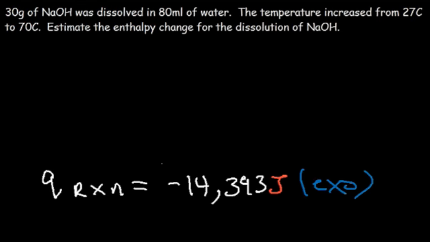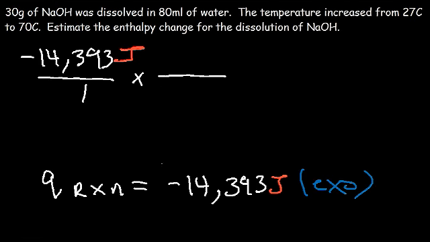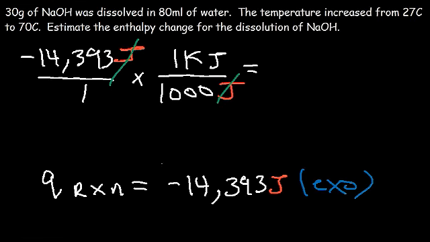Now we need to convert joules into kilojoules. Keep in mind, 1 kilojoule is equal to 1,000 joules. So we need the unit joules to be on the bottom so that these units will cancel, and so the unit kilojoule is going to go on top. So to convert joules to kilojoules, you need to divide by 1,000. So it's negative 14.393 kilojoules.